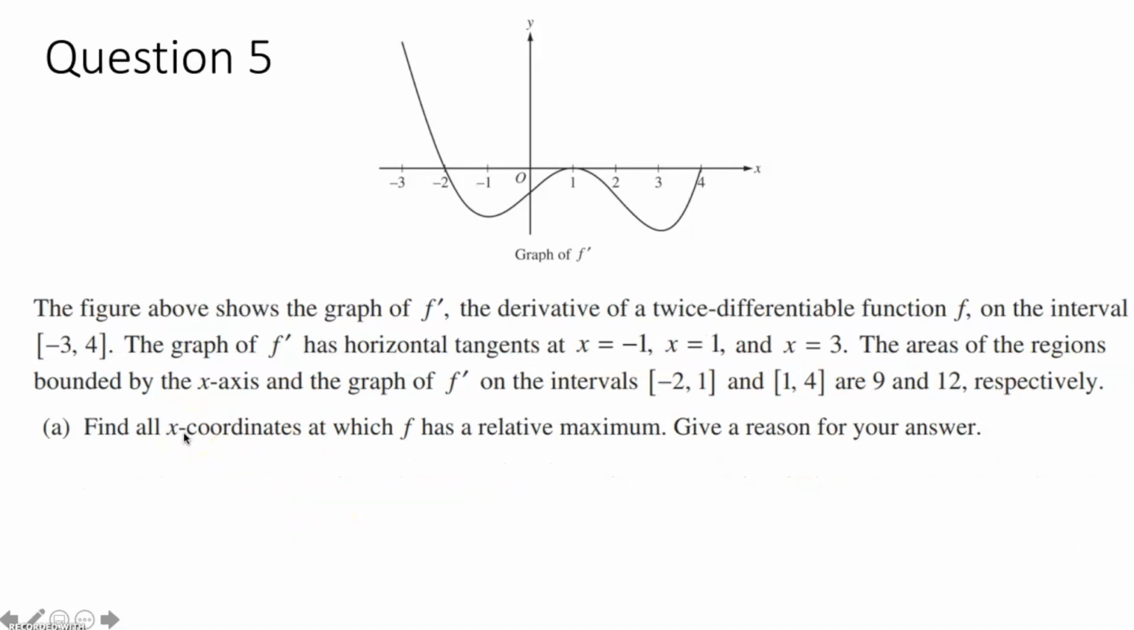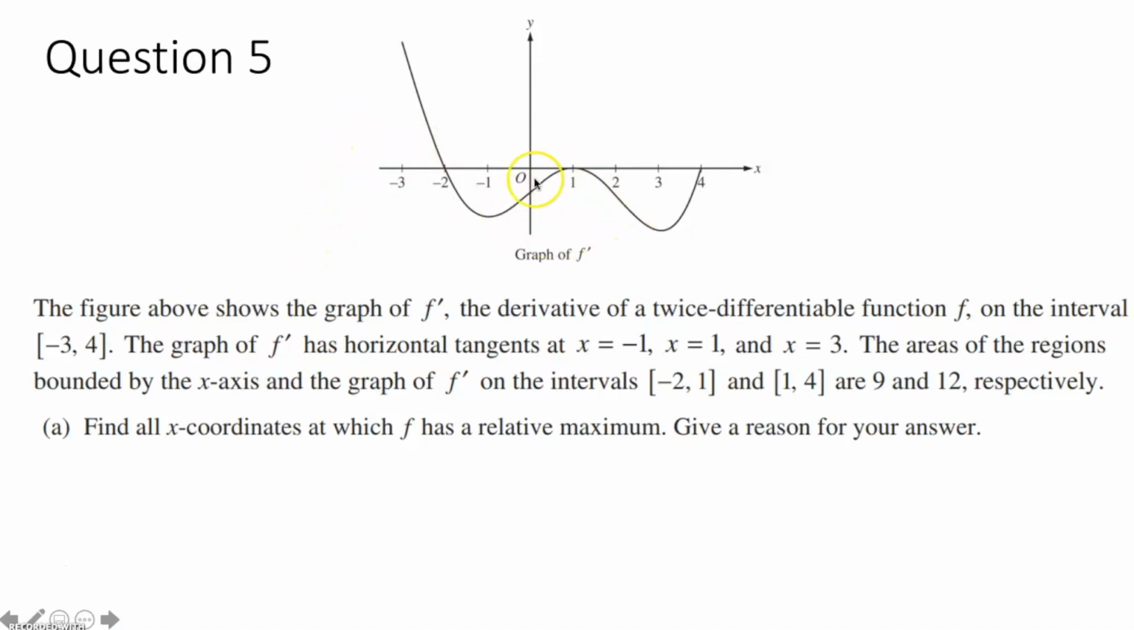Part A says find all x coordinates at which f has a relative maximum. Give a reason for your answer. So here we are given the graph of f prime, the derivative of our function. Now remember, in the graph of the derivative, the y values correspond to the slopes of the graph of your original function. Anywhere where the graph of f prime is above the x-axis, that's where your original function has positive slopes, meaning your original function would be increasing.